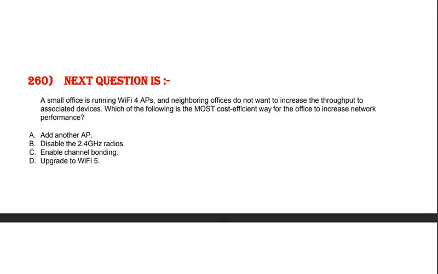Question is, a small office is running Wi-Fi APs and neighboring offices do not want to increase the throughput to associated devices. Which of the following is the most cost-efficient way for the office to increase network performance? Option A, add another AP. Option B, disable the 2.4 GHz radios. Option C, enable channel bonding. Option D, upgrade to Wi-Fi 5. Correct answer is option C.